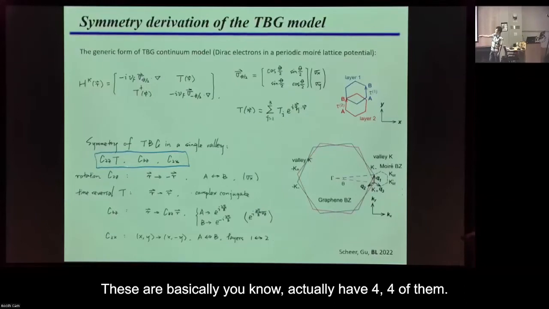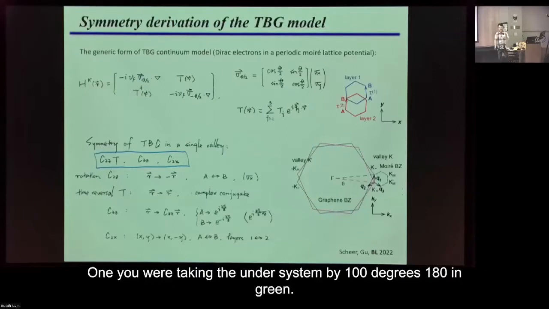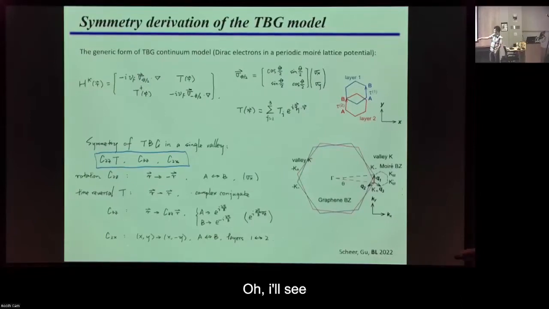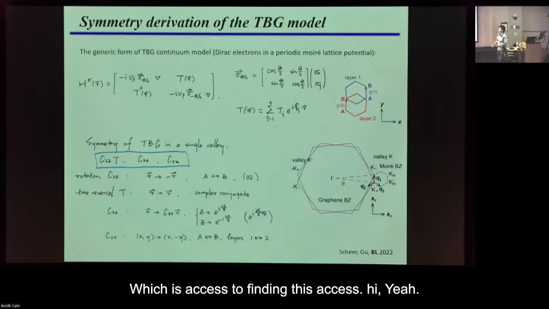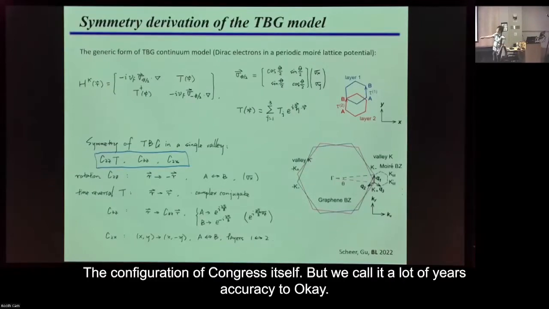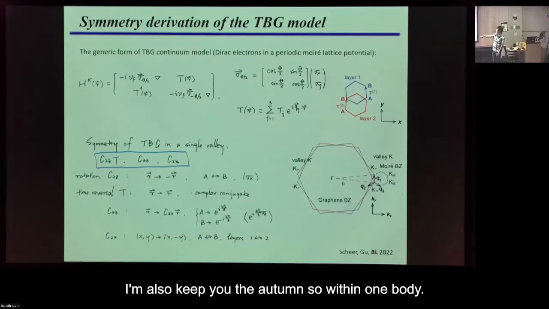Actually, you have four of them. One is C2Z, which is you rotate the entire system by 180 degrees about Z, and time reversal symmetry, and C3Z, which is threefold rotation. Finally, we have the C2X, which is the axis defined this way; as you can see here, you can rotate the lattice by pi and the configuration recovers itself. But recall that our model here is sitting at a single valley. C2Z rotates this valley to the other valley, and time reversal would also flip momentum, giving you the other valley. So within one valley, you only have these three symmetries.